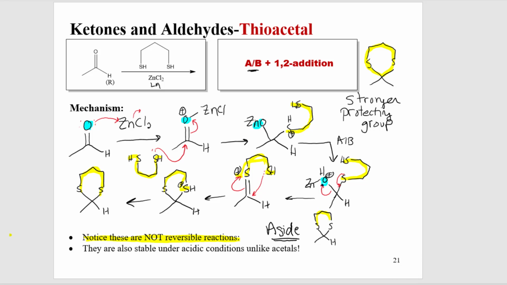So here's your thioacetal. If you use a really strong base like N-butyllithium, you can actually deprotonate that hydrogen. It's acidic enough to be deprotonated. What? You can't do this with acetals, the oxygen kind, but you can deprotonate that and then use it as a strong nucleophile.